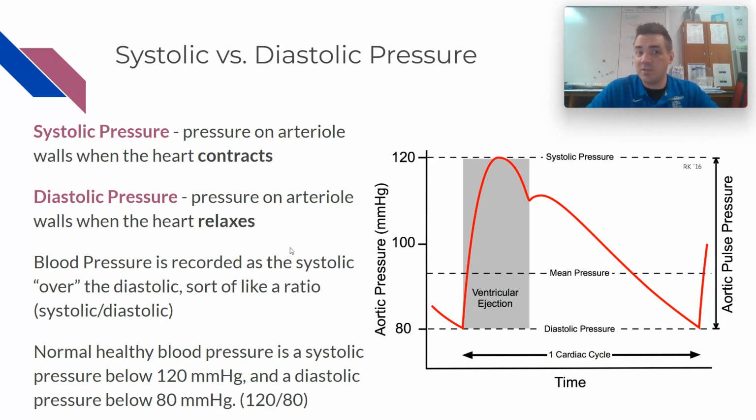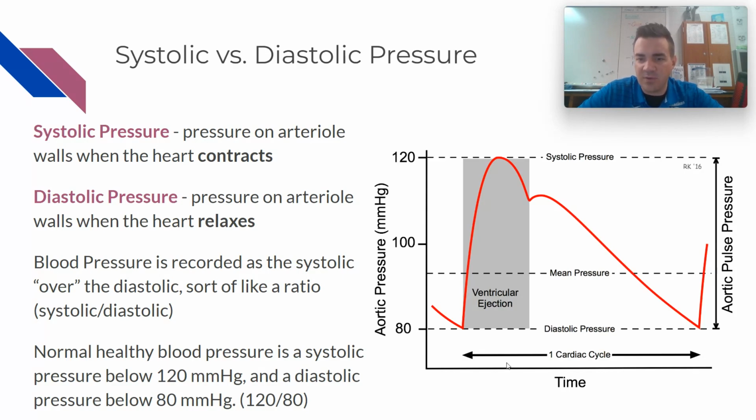What we mean when we say 112 over 74 is that the systolic, the peak pressure during that contraction, like we see here in this graph, is 112 millimeters of mercury during the time when the ventricles are contracting and pushing blood through the arteries. And 74 is the diastolic, the minimum pressure as the blood moves through the arteries, as the heart is relaxing. So it's kind of like a ratio, systolic over diastolic. Normal healthy blood pressure is under 120 for the systolic and under 80 for the diastolic.